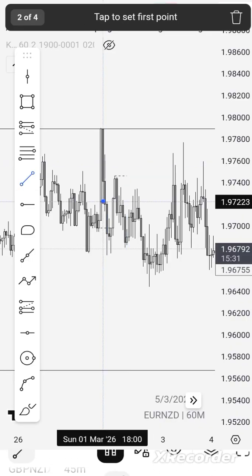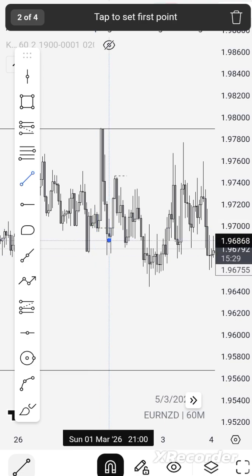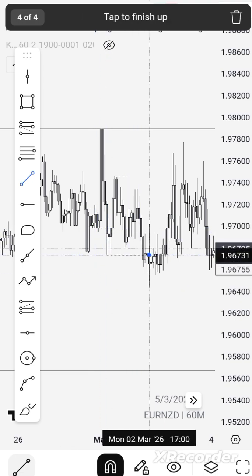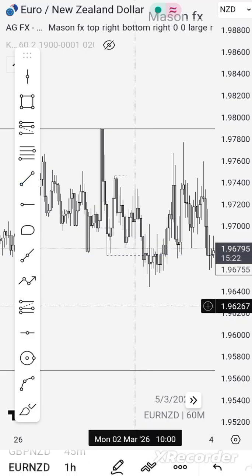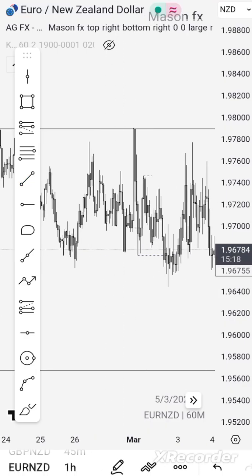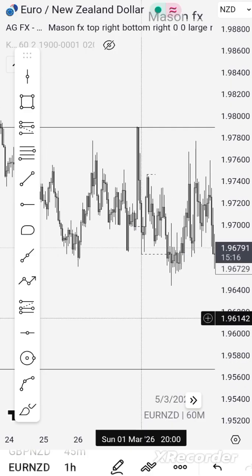So I have my first break of structure. I have my second break of structure. Can you see it clearly here? So we have the first break and second break of structure. Now, where am I going to pick my entry?